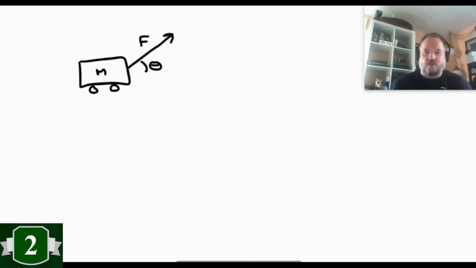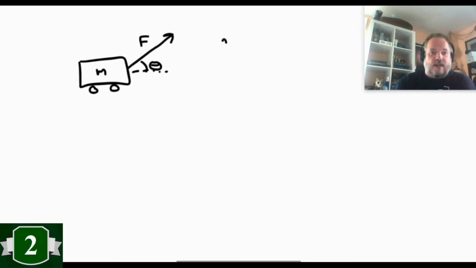We're going to take a wagon of mass m. Now we're going to pull it. This is more realistic, right? To pull it at an angle. Most of us don't pull a wagon straight ahead. That would be a little strange. So we have our force and our angle, and we want to then set this thing up again.